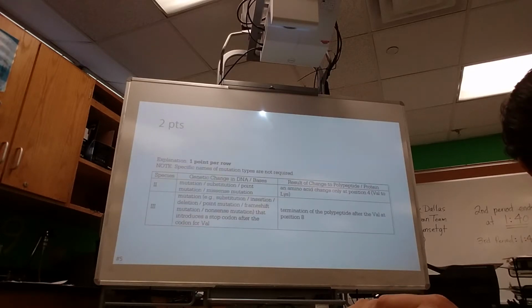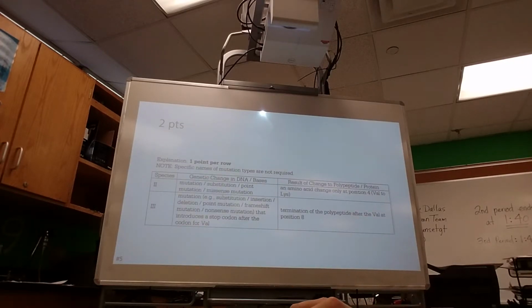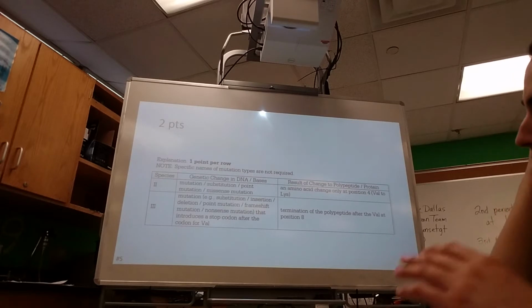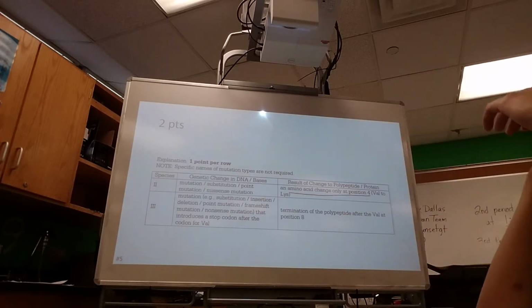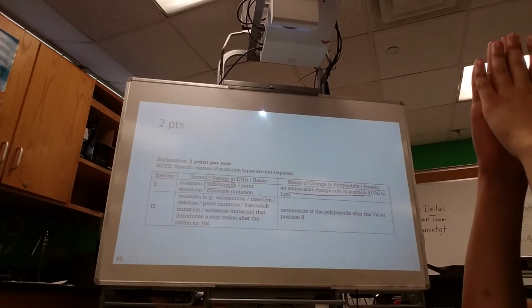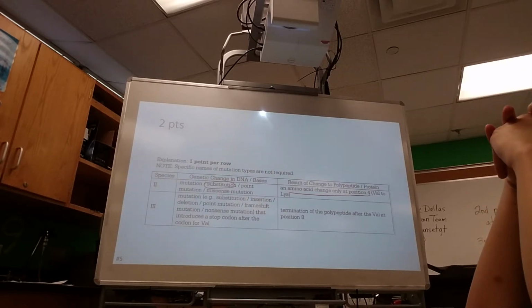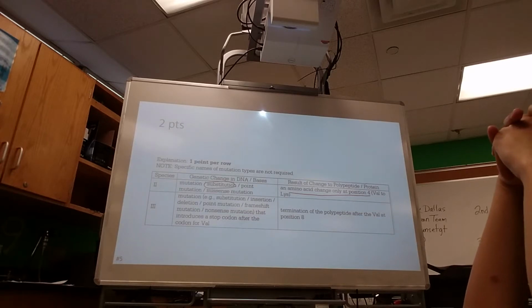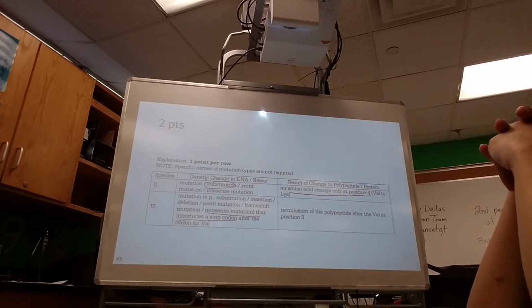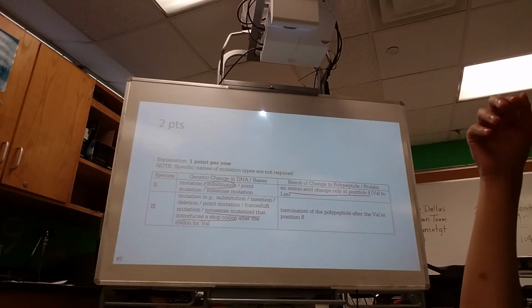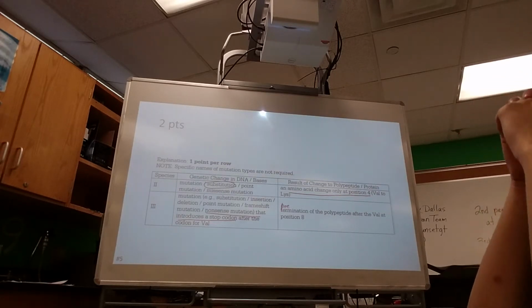Okay, let's go on to the scoring guide. It does say for species 2 you can have a mutation, a substitution, etc. But the result was it changed only at position 4. So we would have needed to be more specific and say the exact type of mutation. And for species 3, it says some type of nonsense mutation, with a stop codon after that last codon. So premature termination.